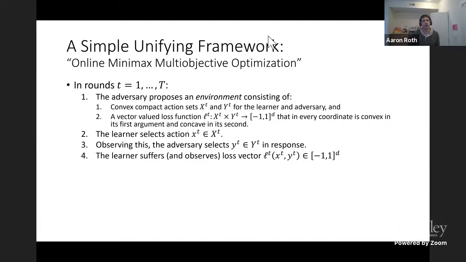But what's an environment? Well, an environment consists of some convex compact action set for the learner and some convex compact action set for the adversary, and a vector valued loss function that takes as input an action for the learner and an action for the adversary and spits out a d-dimensional vector of losses. And what we require is that if I look at each coordinate of this loss function in isolation, that coordinate should be convex in its first argument and concave in its second. Okay, so the adversary says, surprise, here's the game we're playing today. Could be different every day. And then after the learner sees the game, the learner selects an action. And then the adversary gets to look at the action the learner selected and select an action themselves in response. And this results in some d-dimensional loss vector.